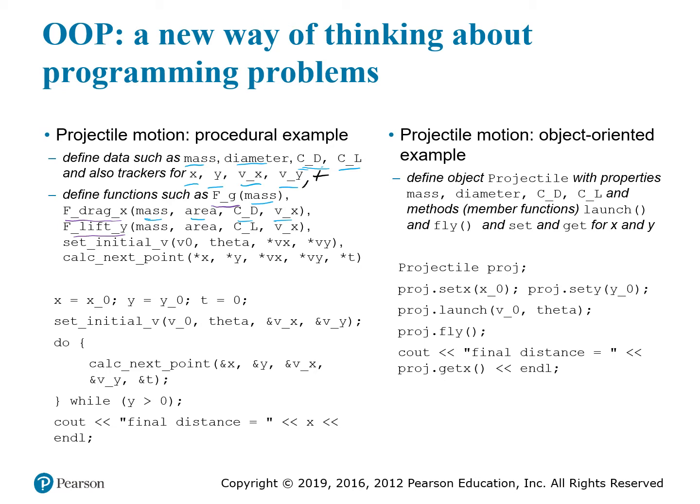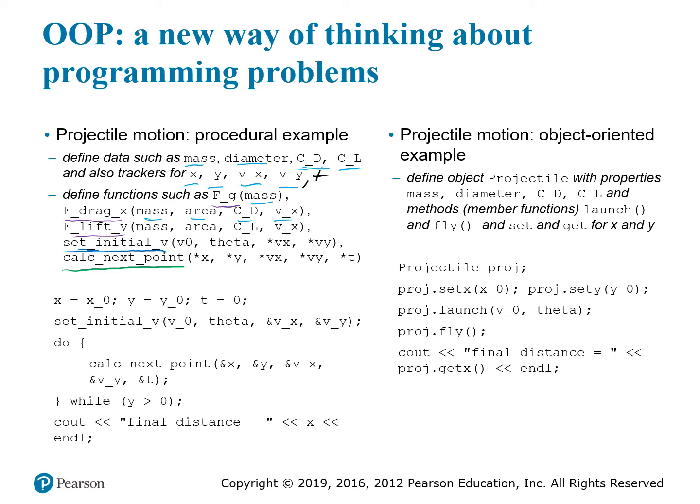We'd have to have a function that sets the initial velocity of the particle, though we really could just write the equations, v naught sine theta and v naught cosine theta. But it's more of a procedural programming thing to have a function that does that. And then at each point in time, we need a function that uses all of these force equations that we've come up with to calculate the next time point.